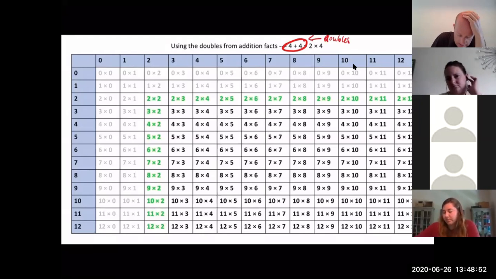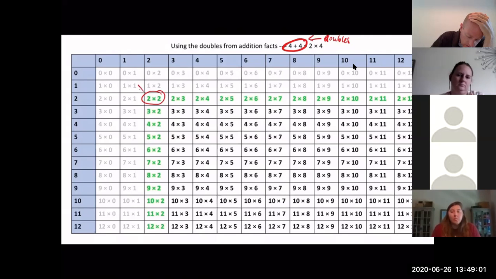Okay, a lot of students get this confused. But when I multiply 2 numbers that are the same together, that's called squaring. So these are called the squares. Square facts. So doubles are adding the same thing together. Squaring is multiplying the same thing together because it's derived from the area of a square.